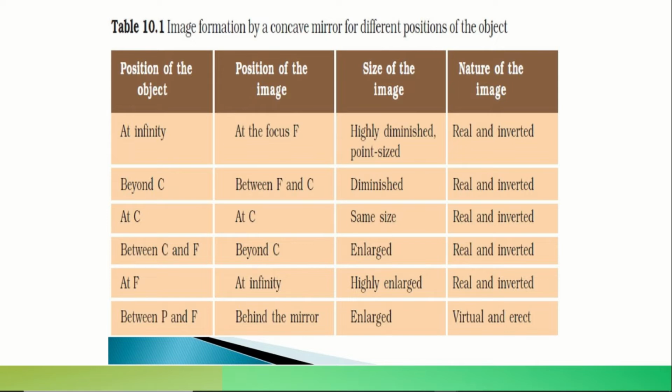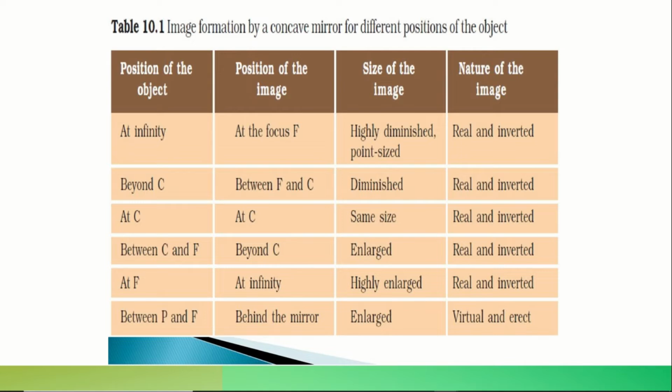The last case, the sixth case, is between P, that is pole, and the F, principal focus. Between pole and principal focus, if we place an object, then the image will form behind the mirror. This is one different case. When the object is placed between P and F, pole and the principal focus, then the image will be behind the mirror, which is enlarged, virtual and erect. This is a straight image. All of the other images are inverted, whereas this last image is virtual and erect.